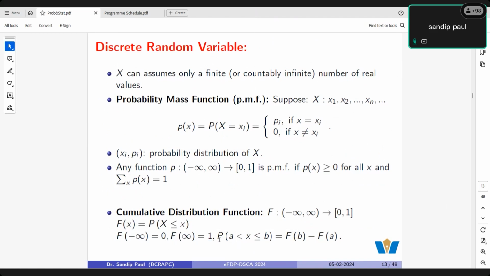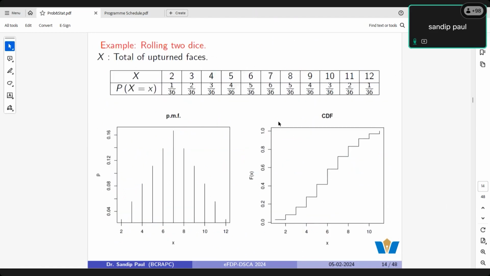Now if we want to get the probability between certain values a and b, not exactly infinity, we can get it by using the formula F of b minus F of a. It will be clear if we consider some examples.